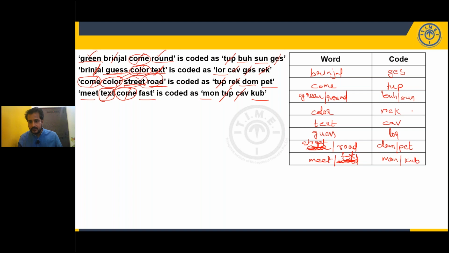KUB. So for these words, brinjal, come, color, text, and guess, we have exact codes. And for green or round, we don't have exact codes. For street or road, we don't have exact codes. For meet or fast, we don't have exact codes. But it's okay. Your procedure is correct. You are unable to find the exact codes as per the given information. Now let's see how the questions are given and how to answer that kind of questions.